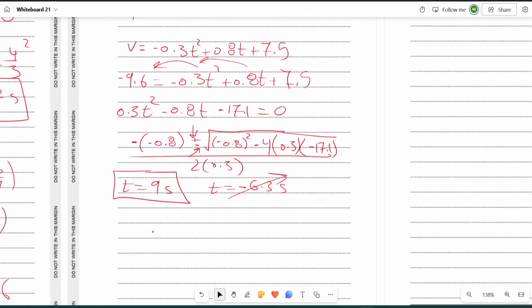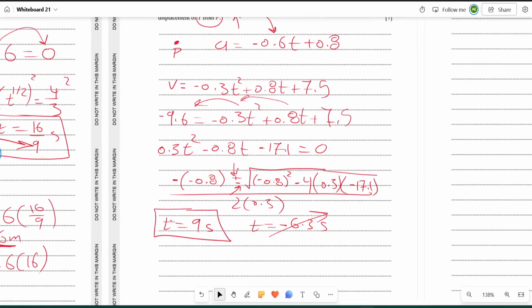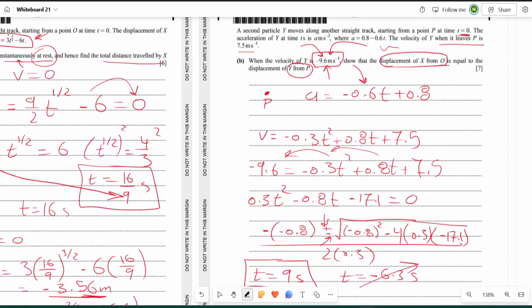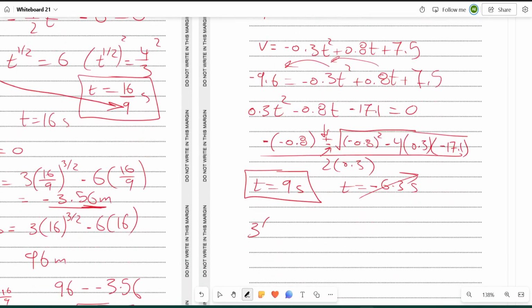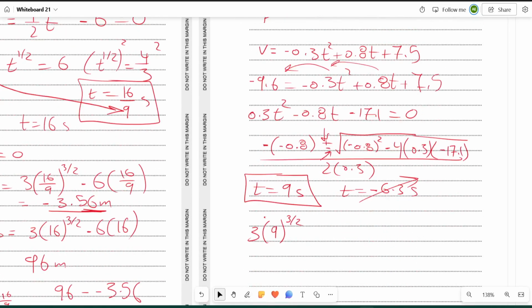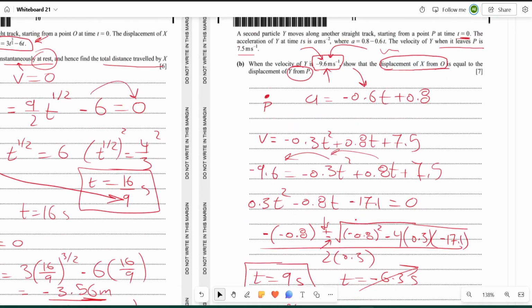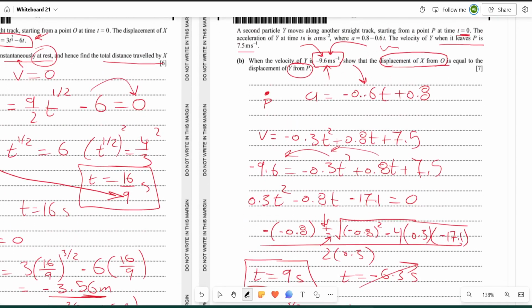To do that, it's very easy to get the displacement of x because I already have the expression, which is 3t to the power of 3 over 2 minus 6t. So 3 into 9 to the power of 3 over 2 minus 6 times 9. When you put that in the calculator, that's going to give you basically 27, so 27 meters. That's the displacement.